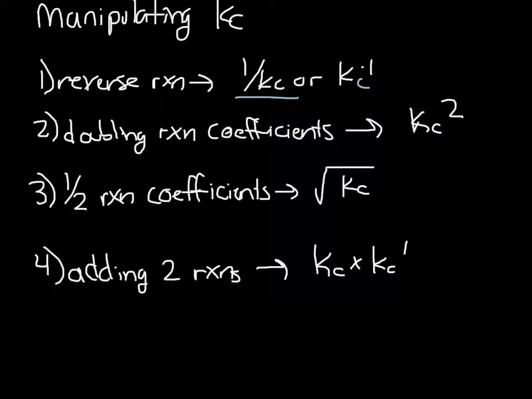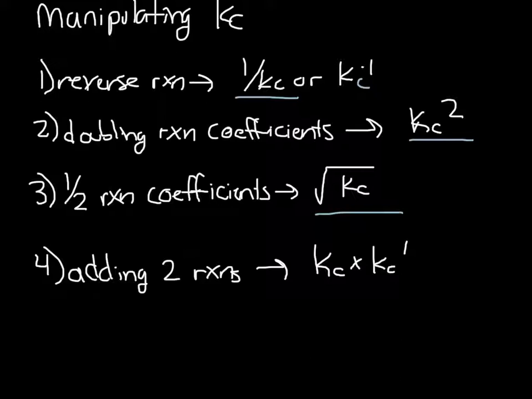What if you double the reaction coefficients in place of what the Kc value was originally calculated for? If you double the reaction coefficients, you're going to have a squared effect. Therefore, you're going to see Kc squared. What if you take the reaction coefficients and halve them? Well, if you halve the coefficients, that means you need to take the square root of your Kc value in order to compensate for decreasing the reactants by half.